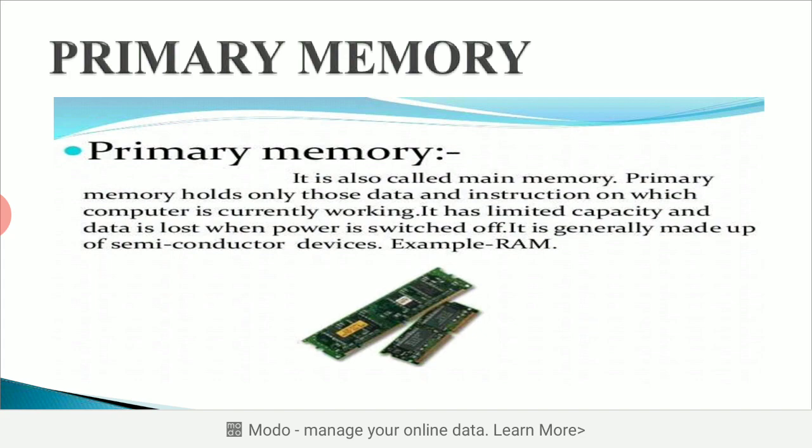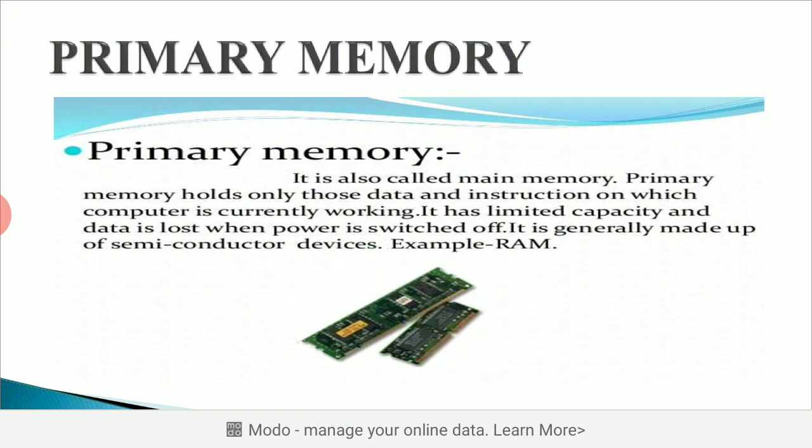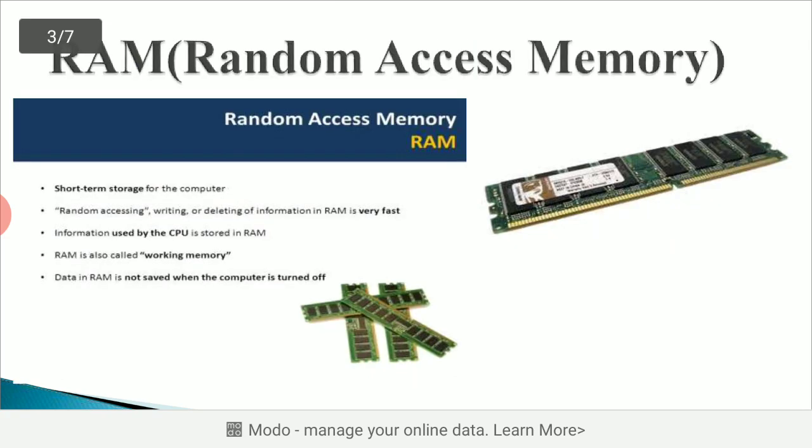So what is primary memory? Primary memory is the main memory of the computer that resides inside the computer. A computer can only process the data that is in the main memory. So there are two types of primary memory, that is RAM and ROM. Here you can see it is a RAM. So now let's discuss what is RAM.